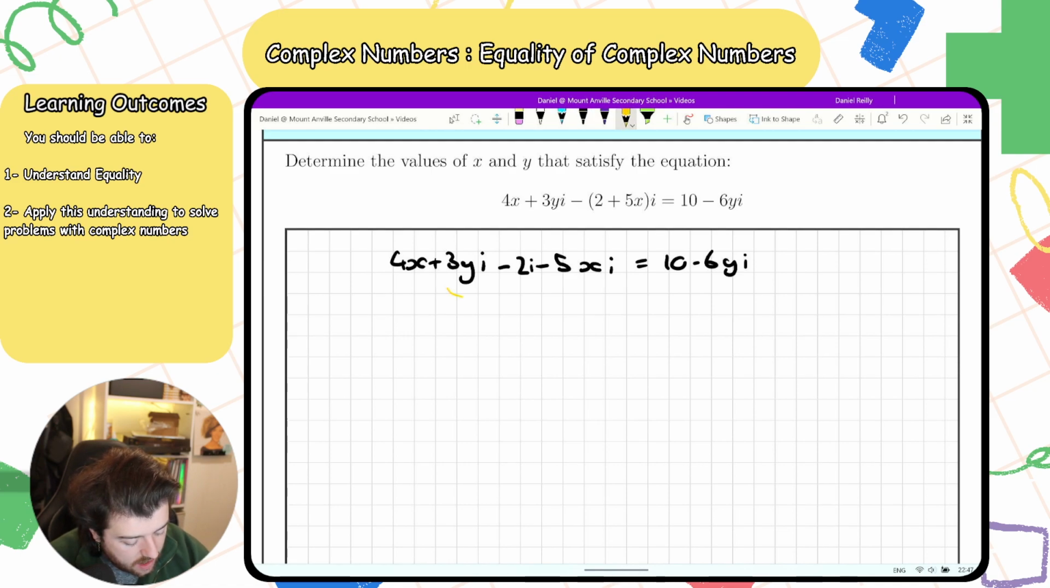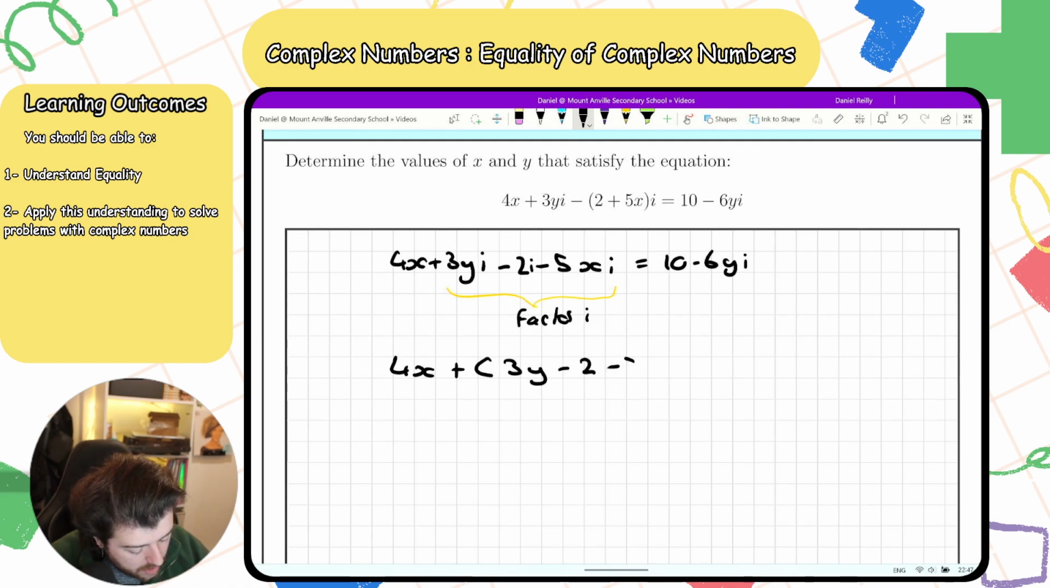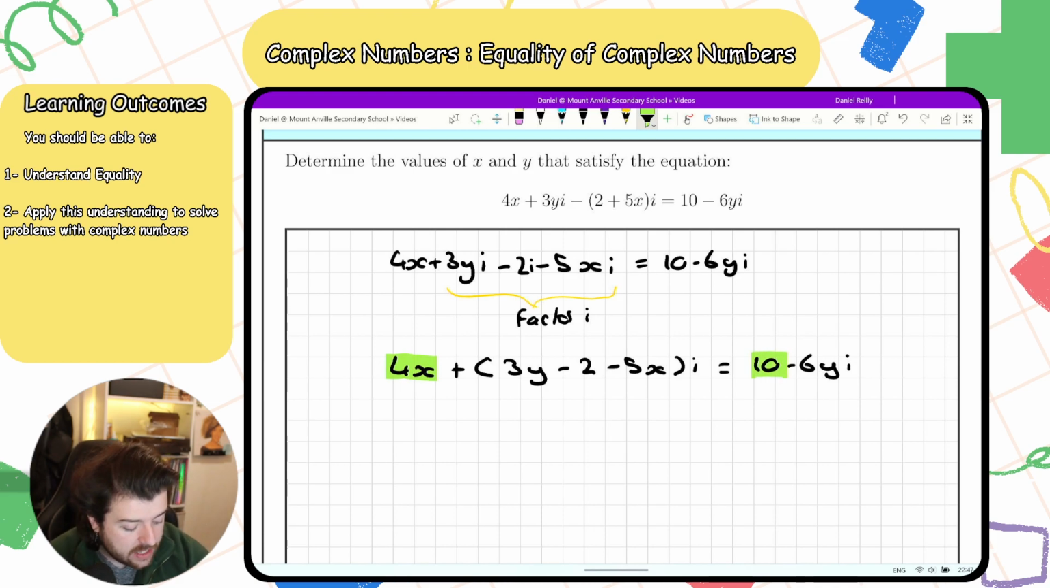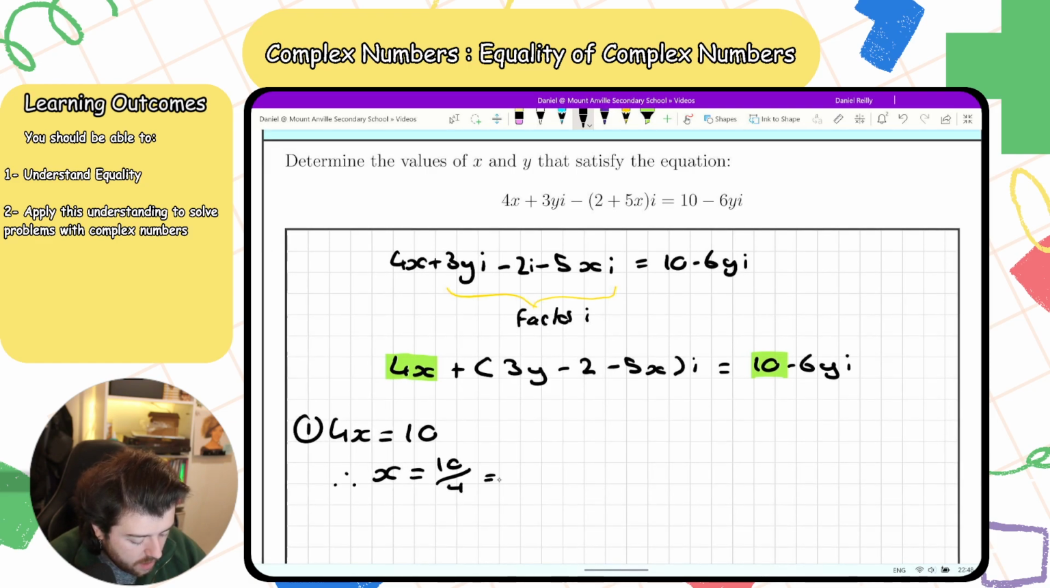So I realize here all of these have an i component to them, so I'm going to factor out an i here. So I have 4x, and factoring out an i, I'm left with (3y minus 2 minus 5x)i equals 10 minus 6yi. So, real with real, imaginary with imaginary. So 4x is my real component. That's going to be equal to my real component on the right hand side. So my first equation is 4x is equal to 10. Therefore, x is going to equal 10 divided by 4, which is 2.5. Great.